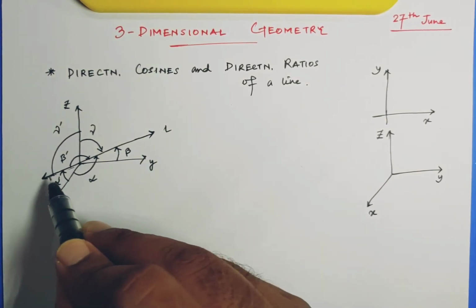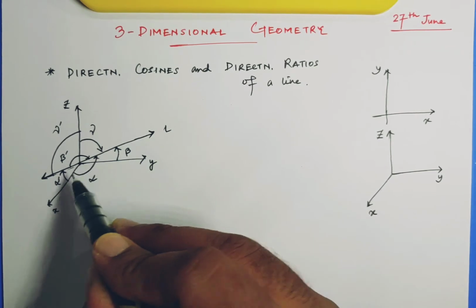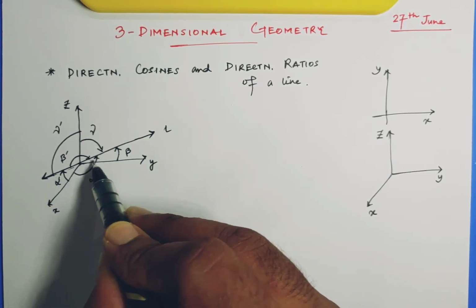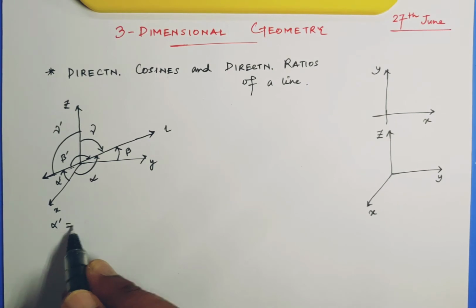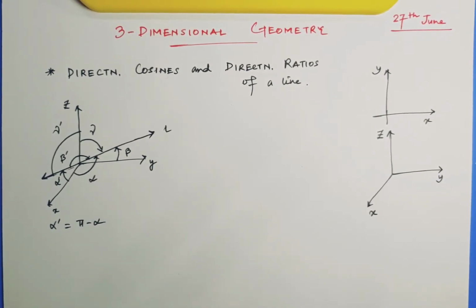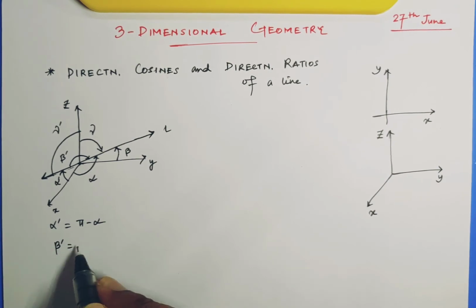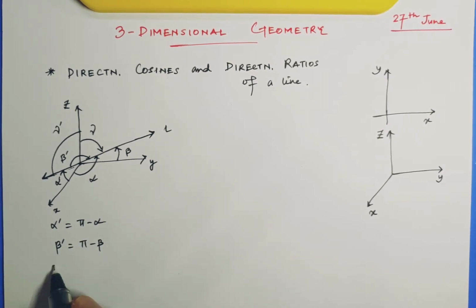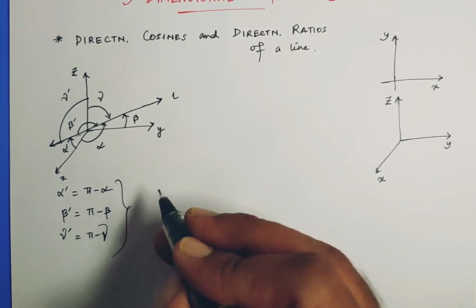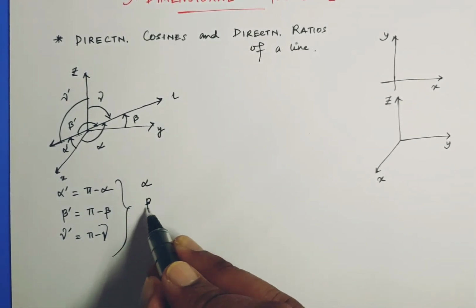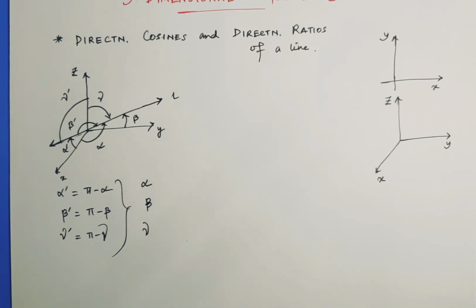Now if I ask you the angles, how much will they be? Look here, alpha dash. If I think of this as a straight line, this one is alpha and this whole thing is a straight angle, so alpha dash will be equal to what? Pi minus alpha, right? Beta dash will be pi minus beta. Gamma dash will be equal to pi minus gamma, right? So when we find direction angles for a line, there are two sets of direction angles. One is alpha, beta, gamma, and the other is pi minus alpha, pi minus beta and pi minus gamma. Am I clear?